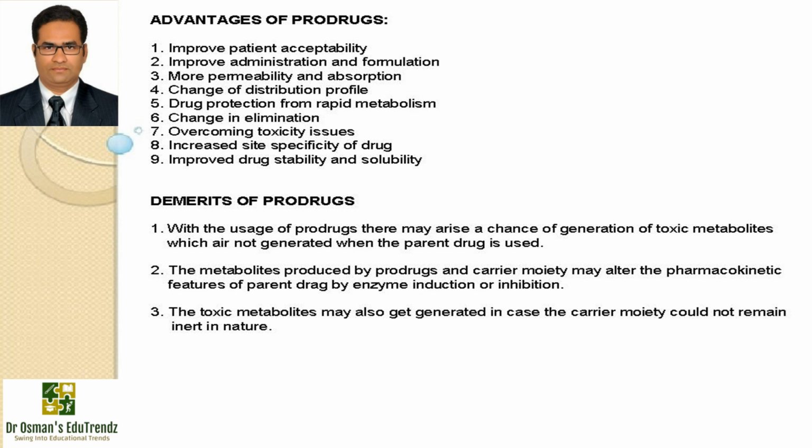If we talk about the demerits or disadvantages of prodrugs, then with the usage of prodrugs, there may arise a chance of generation of toxic metabolites which are not generated when the parent drug is used. The second major disadvantage of prodrugs is that the metabolites produced by prodrugs and carrier moiety may alter the pharmacokinetic features of the parent drug by enzyme inhibition or enzyme induction. The third major disadvantage of prodrugs is that toxic metabolites may also get generated in case the carrier moiety could not remain inert in nature.